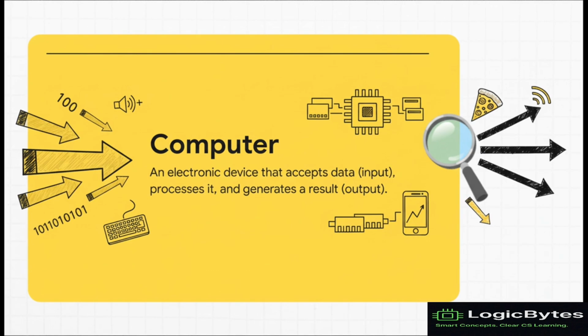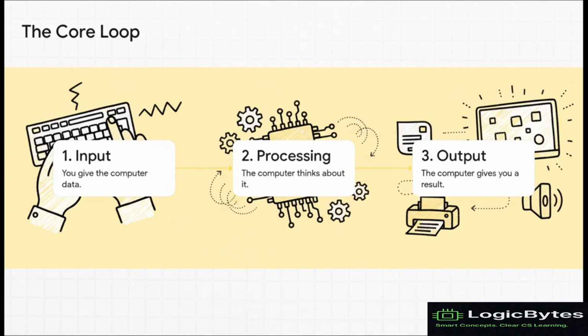It's all just this constant cycle of taking information in, thinking about it for a split second, and then giving you a result. It's this simple three-step dance: input, processing, output. And that is the foundation for absolutely everything. You type something on your keyboard, that's your input. The computer turns those keystrokes into words on a document, that's the processing. And then it shows up on your screen, and that's the output. This simple little loop is the key to understanding everything else we're going to talk about.